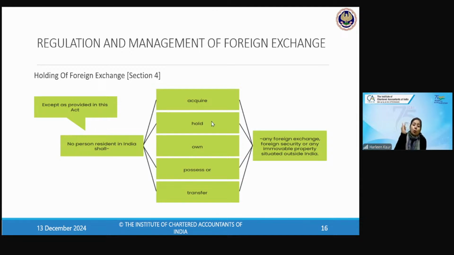You can acquire, hold, own, possess, or transfer. What is the meaning of these lines? Acquire means you can purchase. After purchasing, you're holding it. Yes, you can hold. Can you be the owner? Yes, you can be the owner. Can you possess it, can you have it in your possession? If you have purchased it from someone, can you take it in your possession? Yes, ma'am, we can take it. Can we sell it? Transfer means that you can sell it also, but you can do all these things only as per the provisions of this Act.